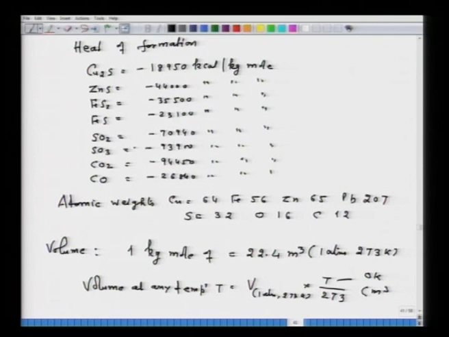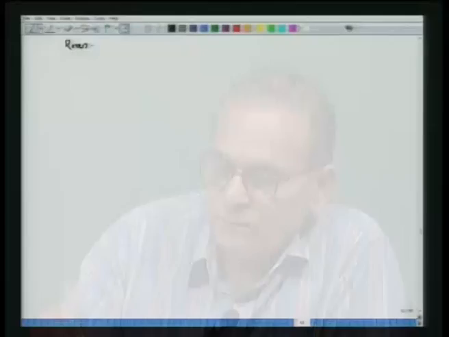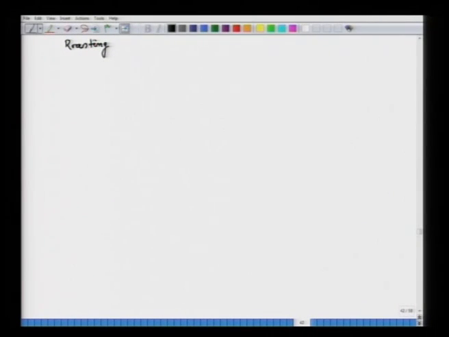Now, let us see the amount of heat that is generated by certain roasting reactions. As I said, roasting converts sulphide into oxide. So, some roasting reactions, for example, Cu2S in condensed phase plus 2O2 gaseous, that is equal to 2 CuO in condensed phase plus SO2 in gaseous phase.